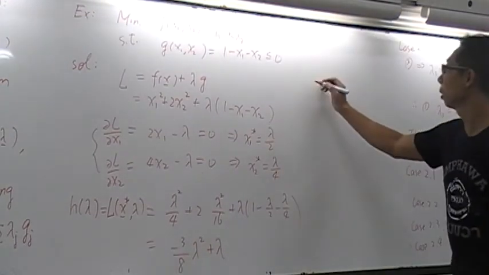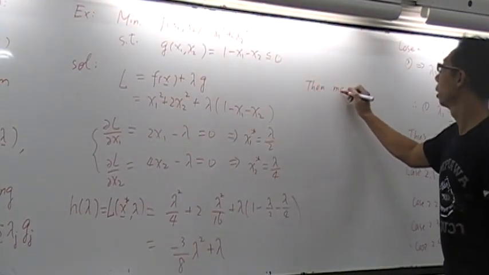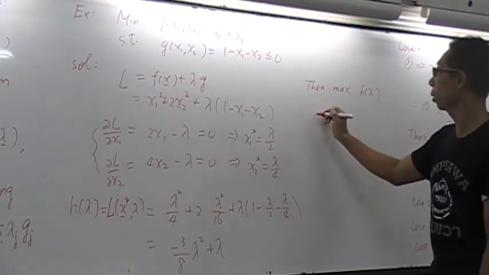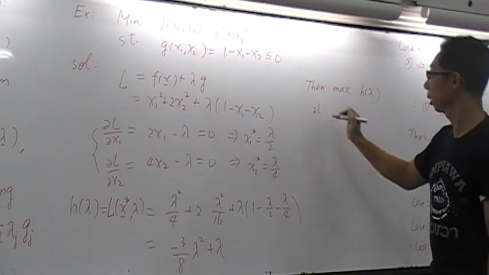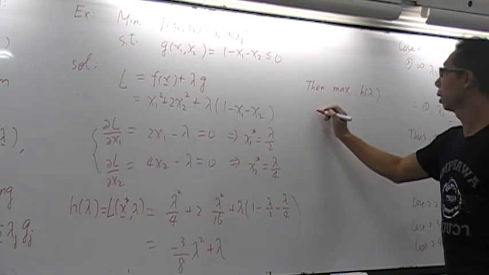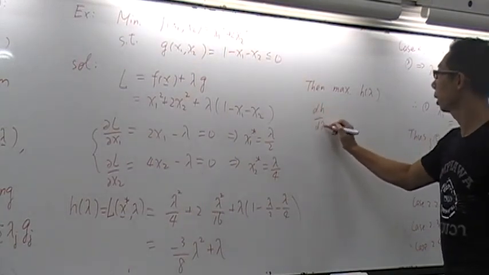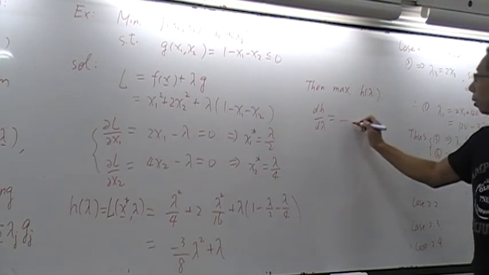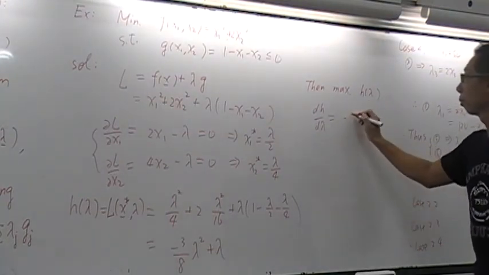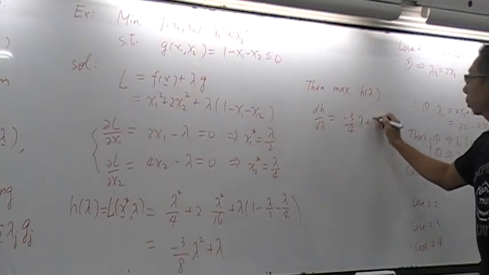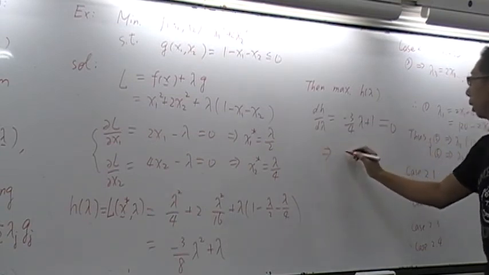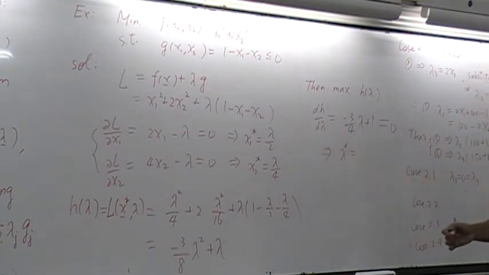So we maximize h of lambda, and again we try to use the necessary condition. Because right now there's only one variable lambda, dh d lambda is what? dh d lambda is minus 3/4 lambda plus 1, and set it to be 0. So in this way, lambda star is found to be what?